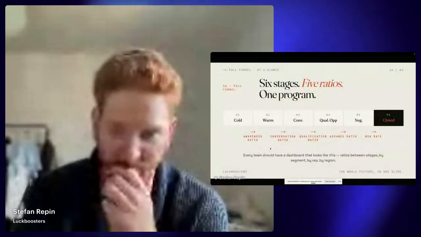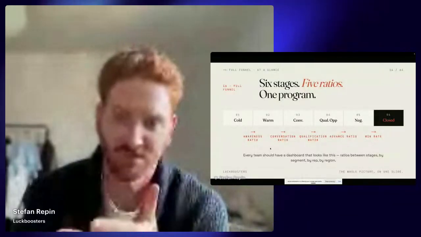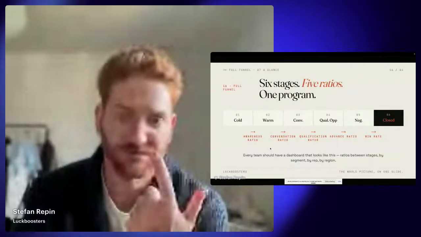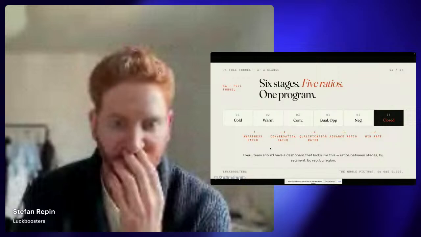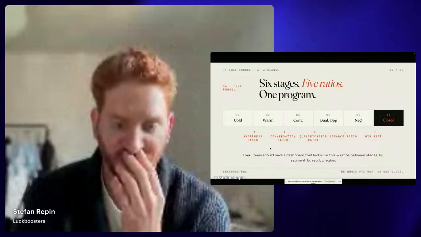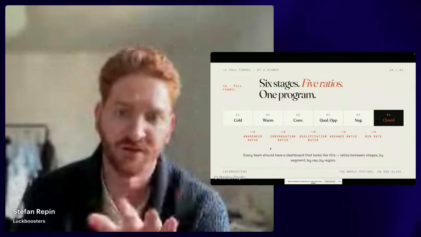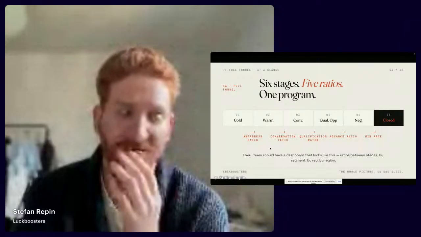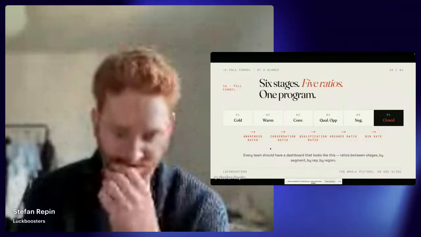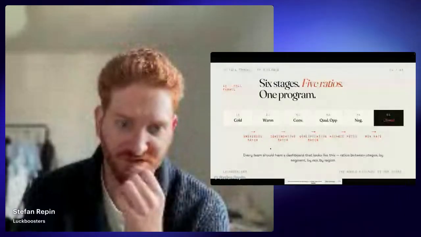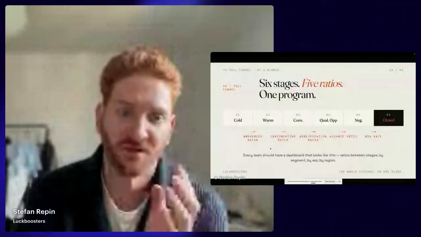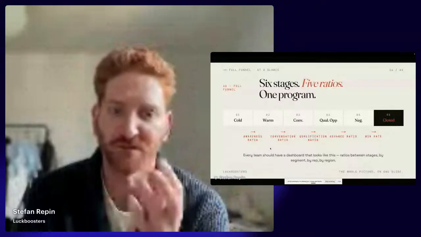Okay, so 6 stages and then 5 ratios per program. From warm, you look at the awareness ratio. From warm to conversation, you look at the conversation rate. From conversation to qualified opportunity, you look at the qualification ratio: how many qualifications have you got from your conversations? Qualified up to negotiation, the advance ratio. And then negotiation to closed, the win rate.